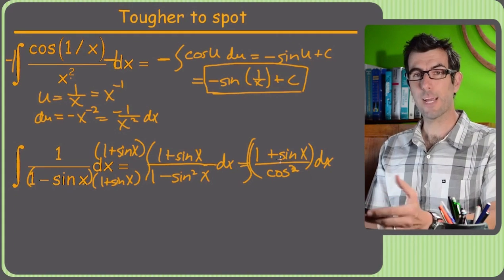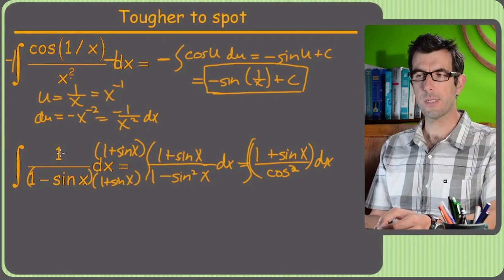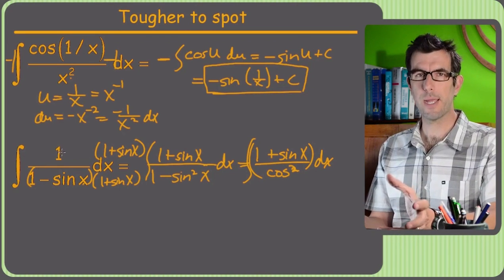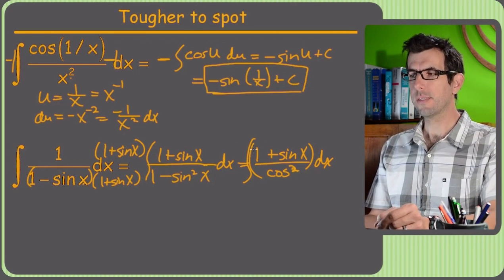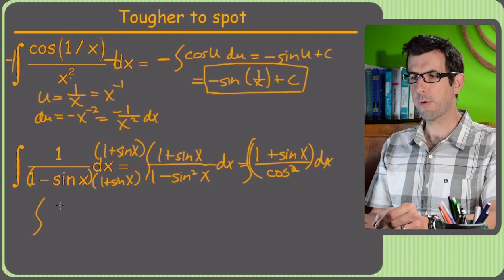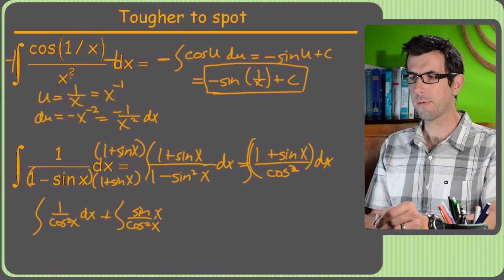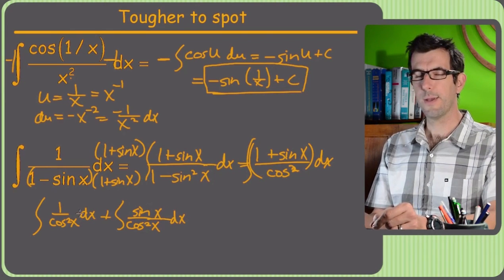So that might not look like that great to you, except check this out. Now instead of having two terms downstairs and only one upstairs, which is not algebraically anything I can do something with, this is now sort of two separate fractions. So I can break this up into two fractions. I can break it up into the integral of 1 over cosine squared x dx plus the integral of sine over cosine squared dx. Why is that so great?